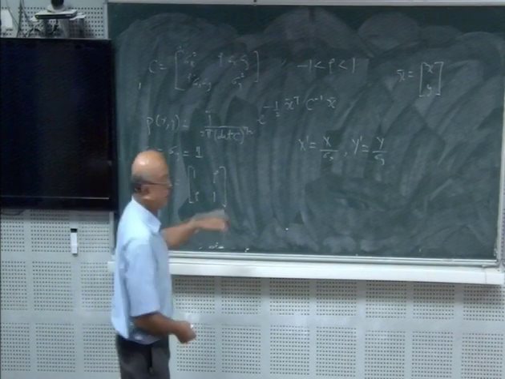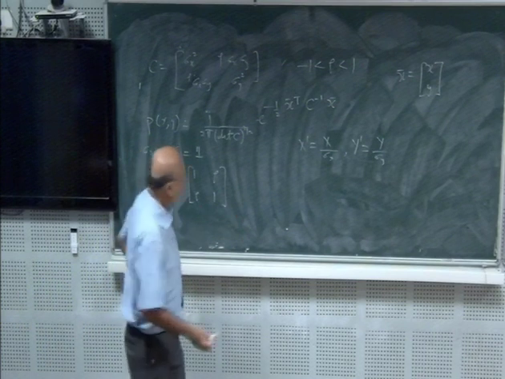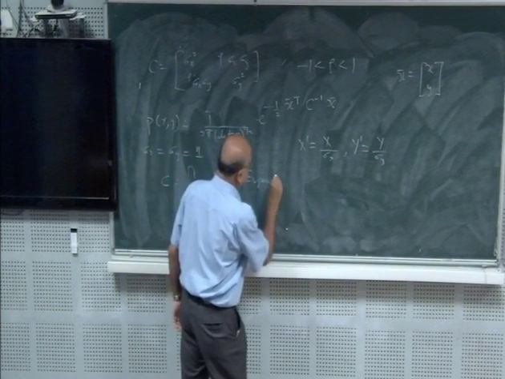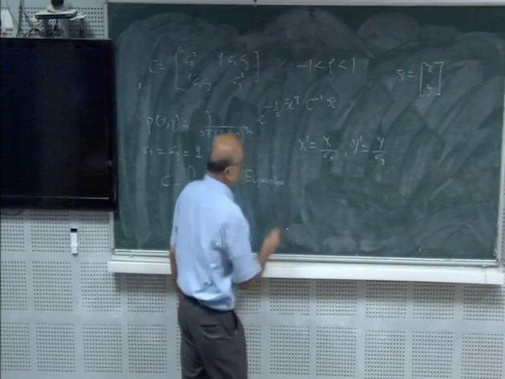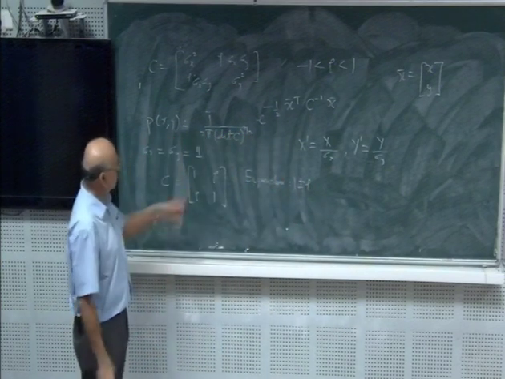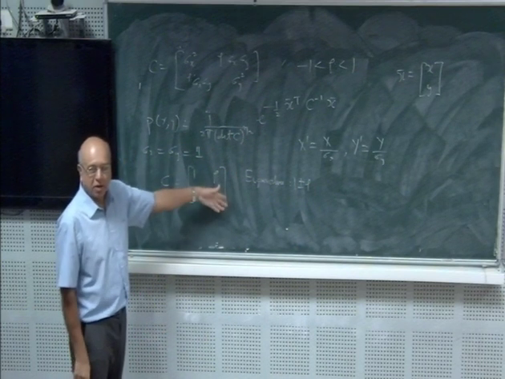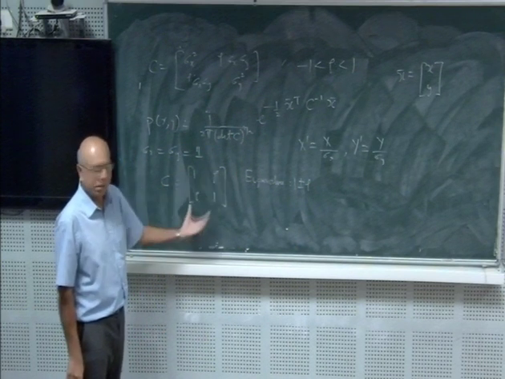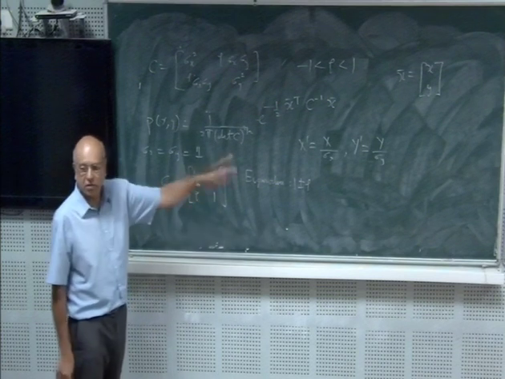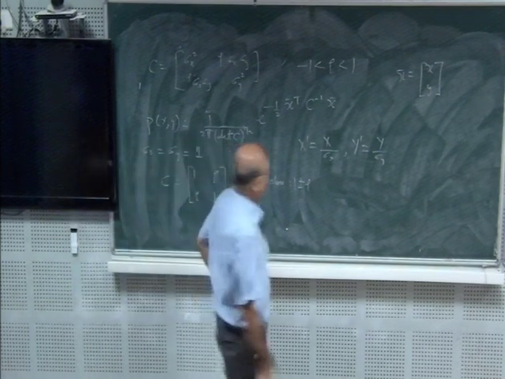What are the eigenvalues and eigenvectors? Look at the eigenvalues and eigenvectors of this. The eigenvalues are 1 plus minus rho. What you do is simply put 1 minus lambda, 1 minus lambda here, and calculate the roots of the equation: (1 minus lambda) squared minus rho squared equal to 0. So clearly these are the eigenvalues of this.